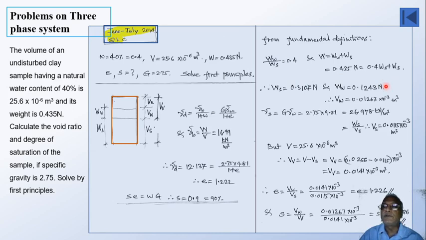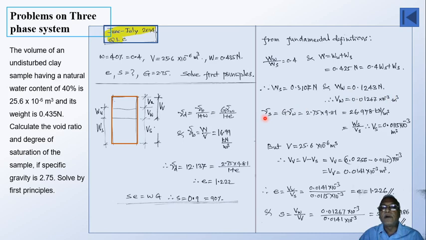Now because we know that water's specific weight is 9810 newton per meter cube, I can calculate volume of water also. So volume of water becomes 0.01267 into 10 raised to minus 3 meter cube. Okay, very small volume it becomes, right? That is volume of water.